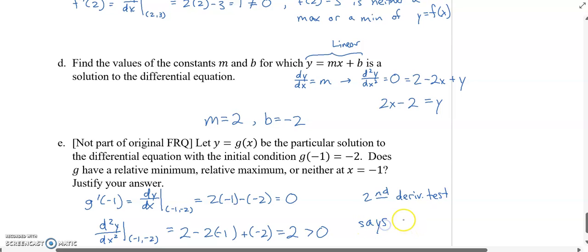it says g of -1 is a relative minimum of y equals g of x. And we can prove that. Well, we did prove that analytically with all of this work over here. We can convince ourselves of that with a little picture, a concave up graph, where the slope is equal to 0. That is going to be a relative minimum.